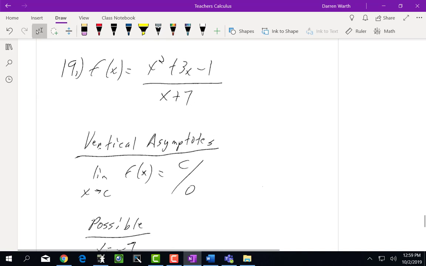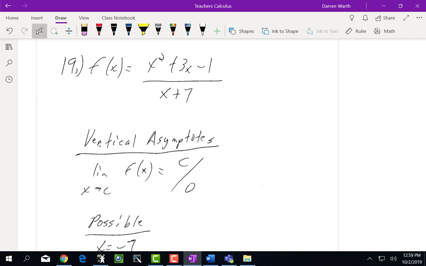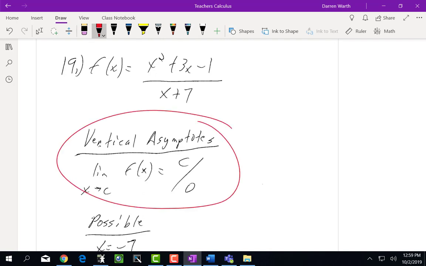On number 19, they give us this equation. It says find all the vertical asymptotes of f of x if f of x equals x squared plus 3x minus 1 all over x plus 7. So your vertical asymptotes happen when you get a constant over 0. So we're going to go ahead and see our possible vertical asymptote would be when I set x plus 7 equal to 0 and solve it.